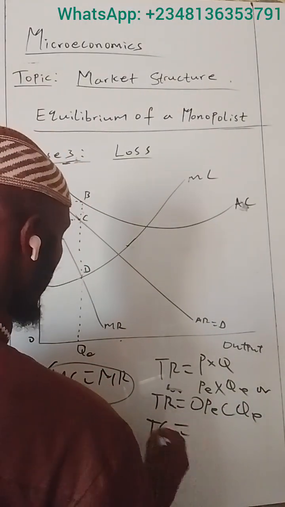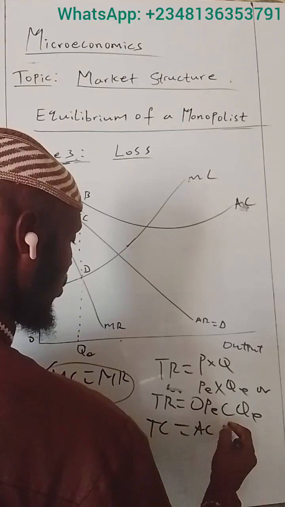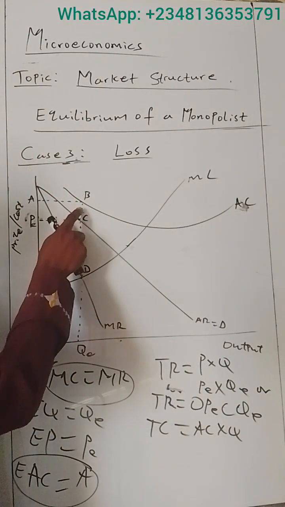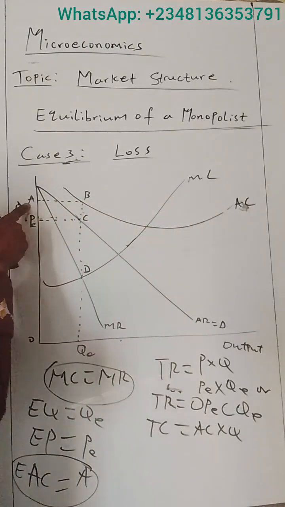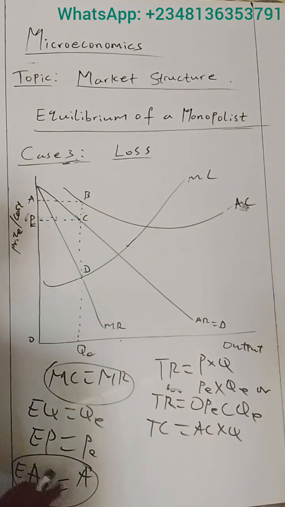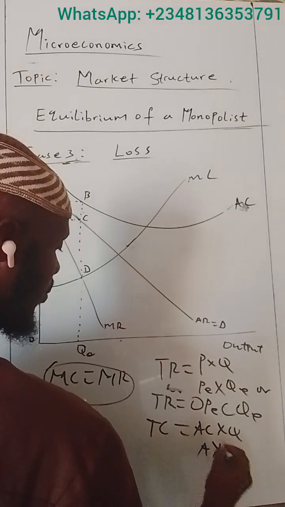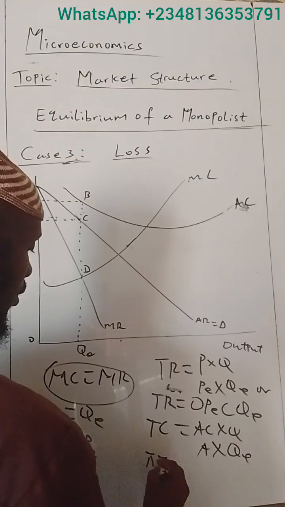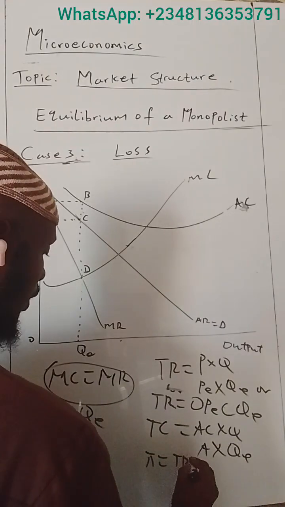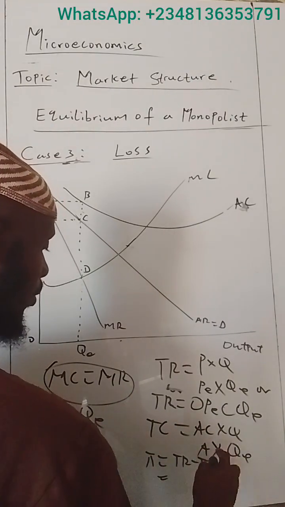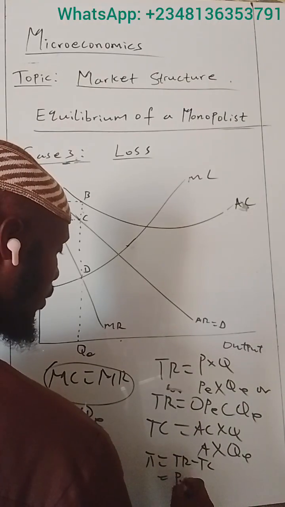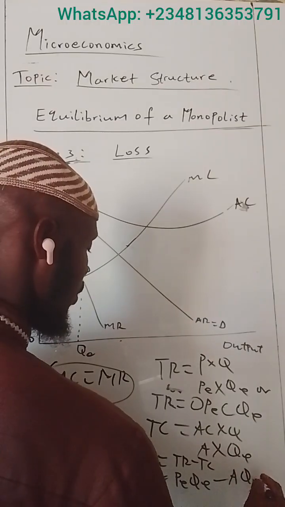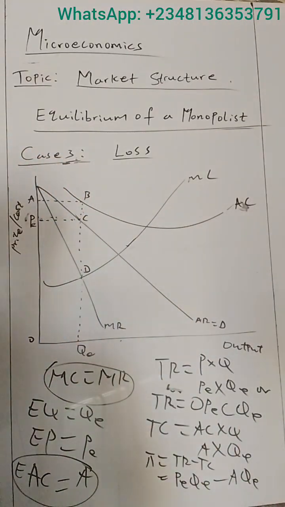What of total cost? Total cost generally is just AC multiplied by Q. What is our AC? From the equilibrium, you trace it where it touches the AC curve, then trace it to the cost axis, and you have A. That is what we wrote here. Our AC is A, multiplied by QE, which is the equivalent output. Therefore, the profit is equal to total revenue minus total cost, that is PE times QE minus A times QE. Hope that is understood.